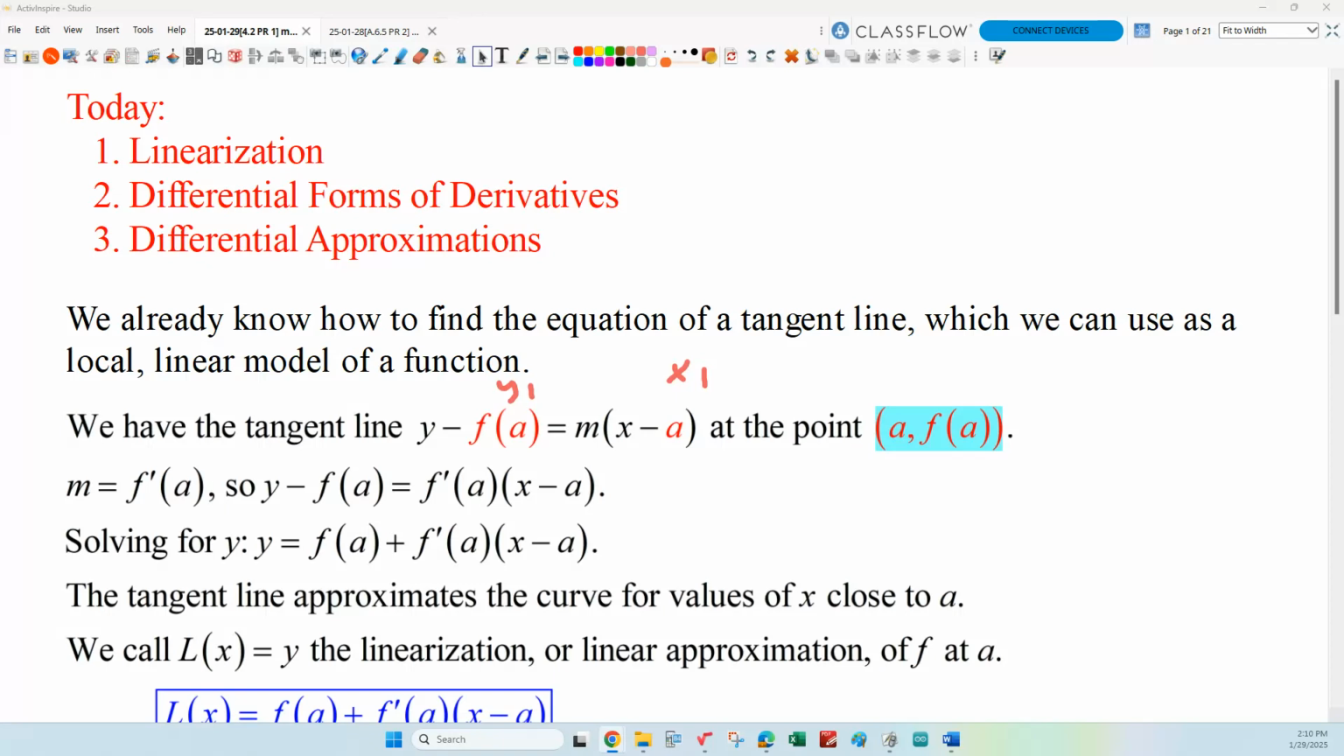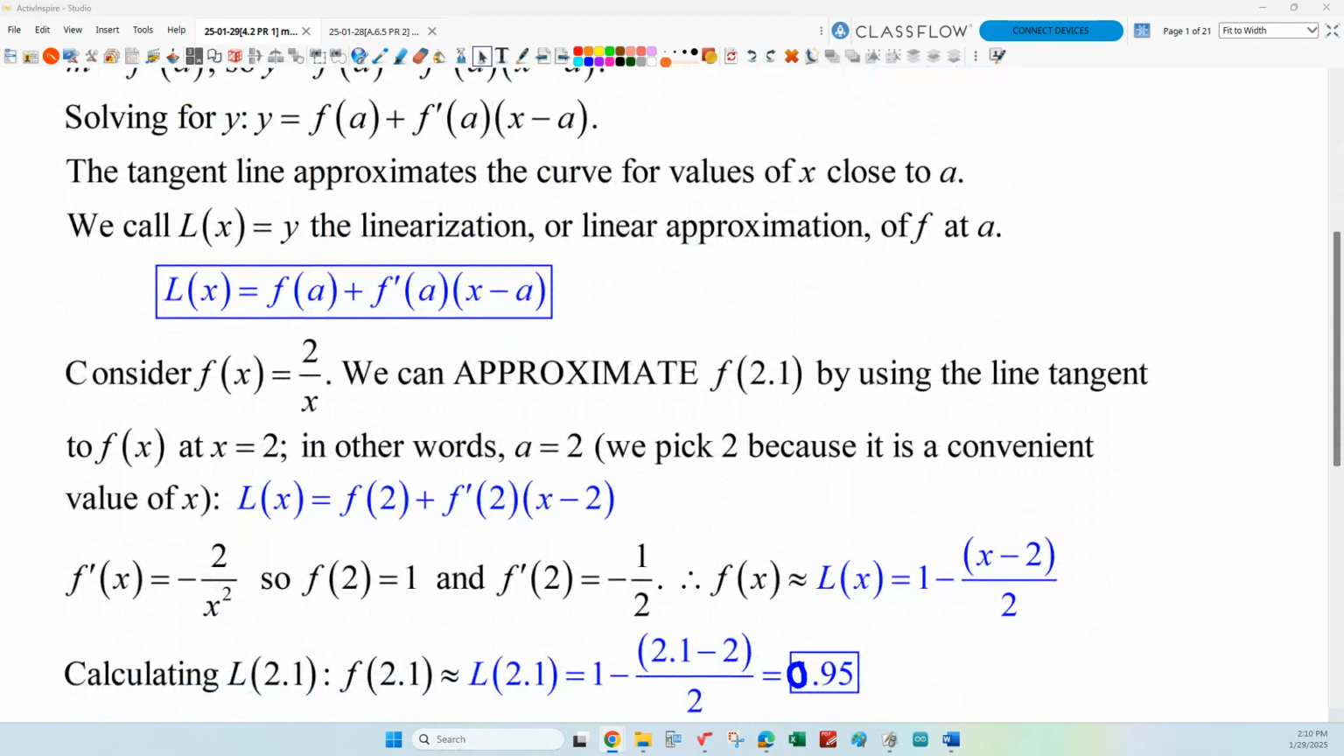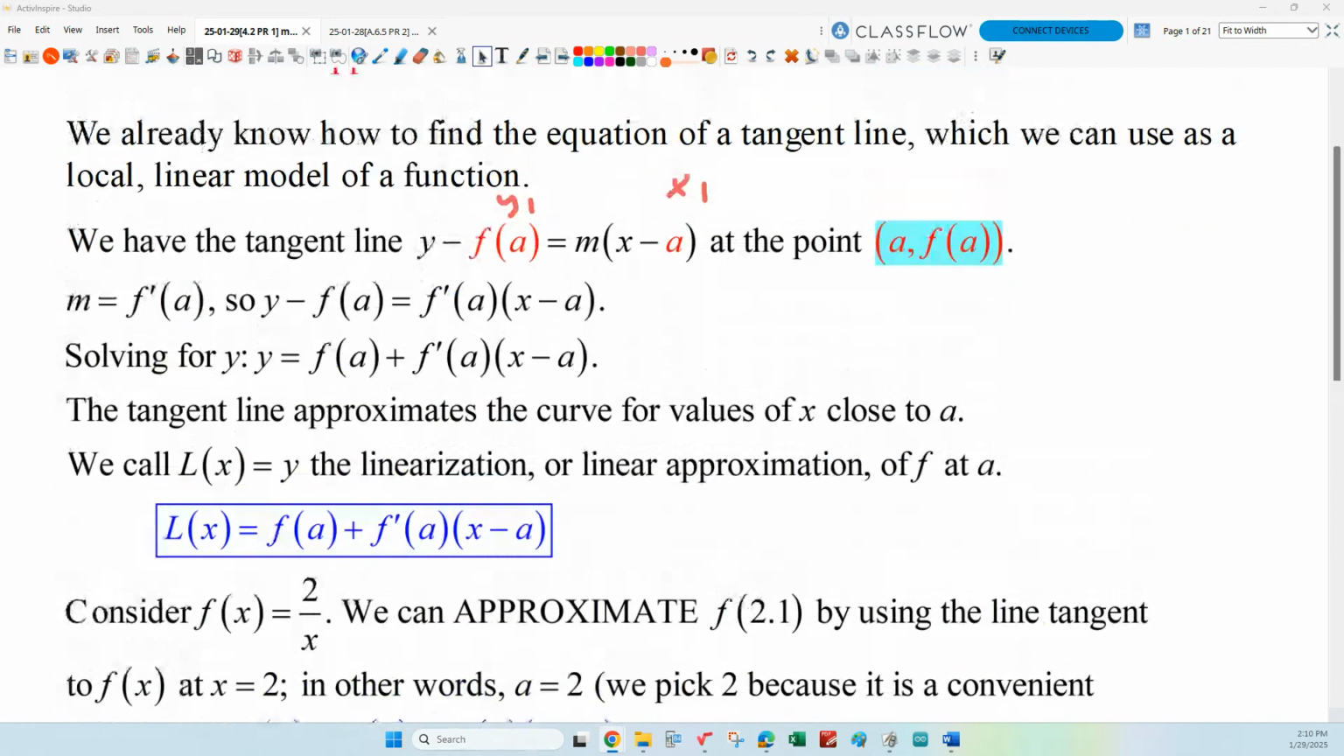From yesterday. So, right, the idea was that we could use a linearization to approximate a function if we're close to the point of tangency. We came up with this important equation, the linear equation we'll always get. All this is, remember, is just using point slope: y minus y1 equals m times x minus x1.